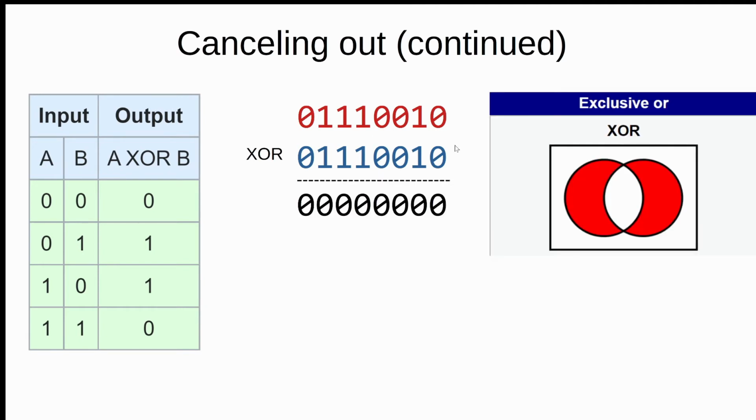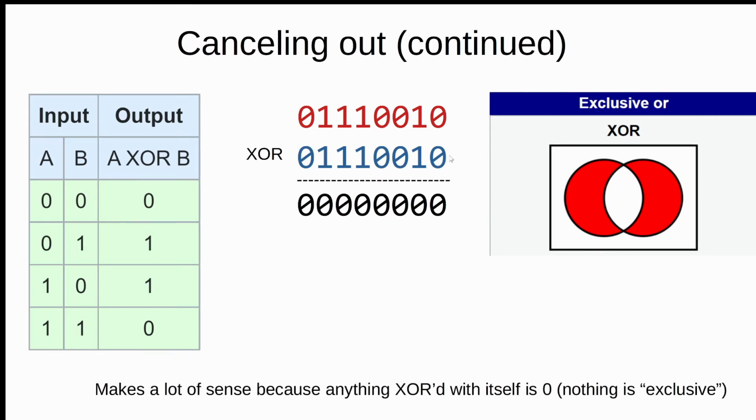And this should make a lot of sense because we talked about how things could be in one or the other, but not both. Now we're looking at two things, A and B, where A and B are exactly the same. So there is no exclusivity to this, if that makes sense. These circles would be right on top of each other with a perfect intersection.